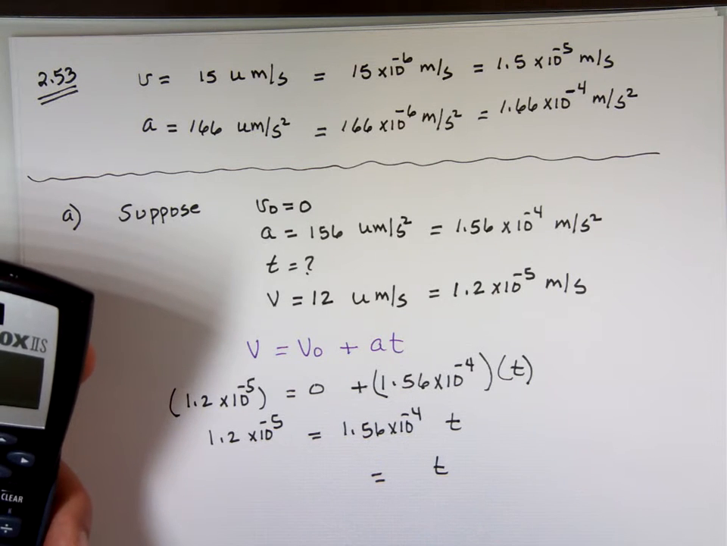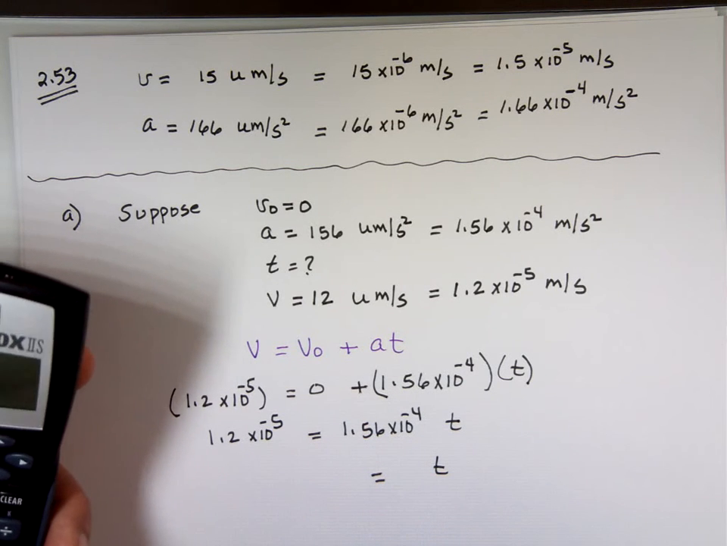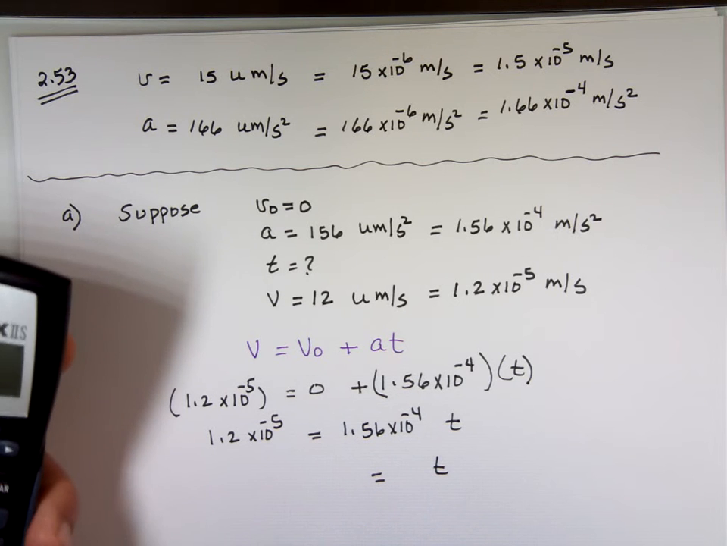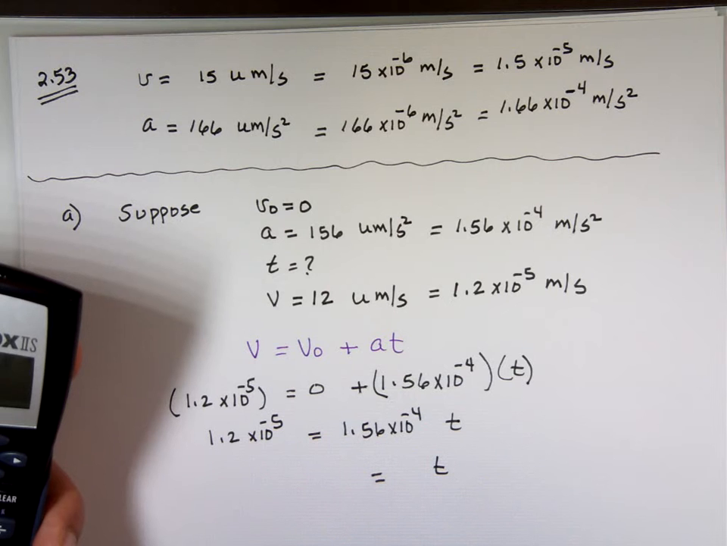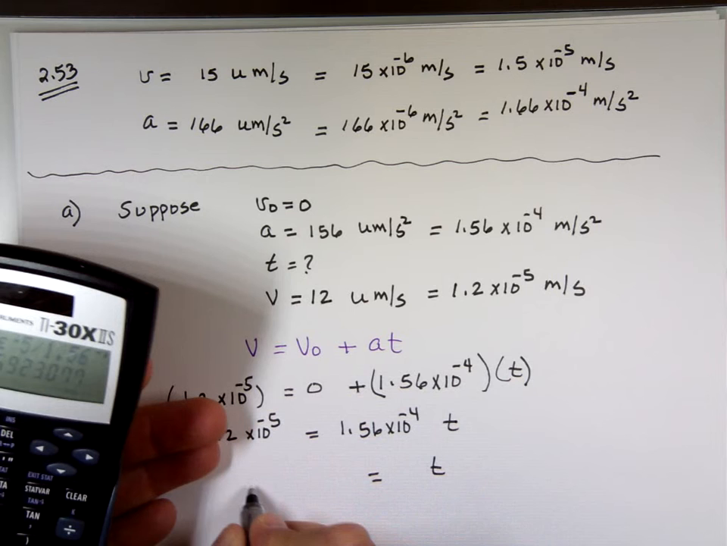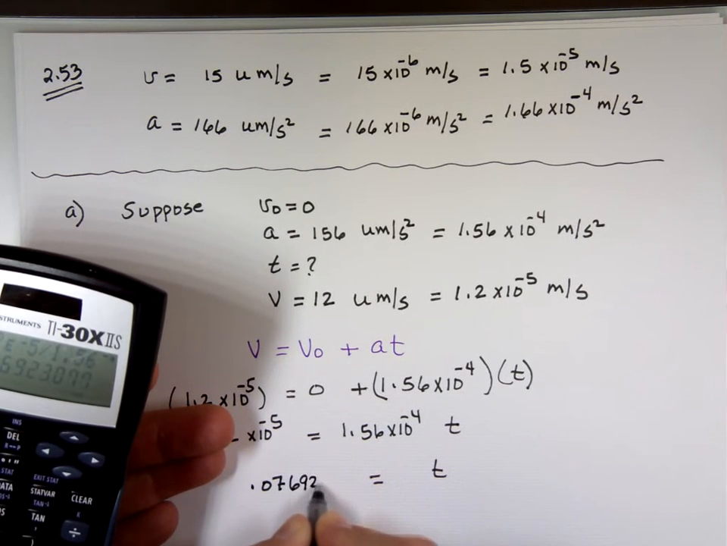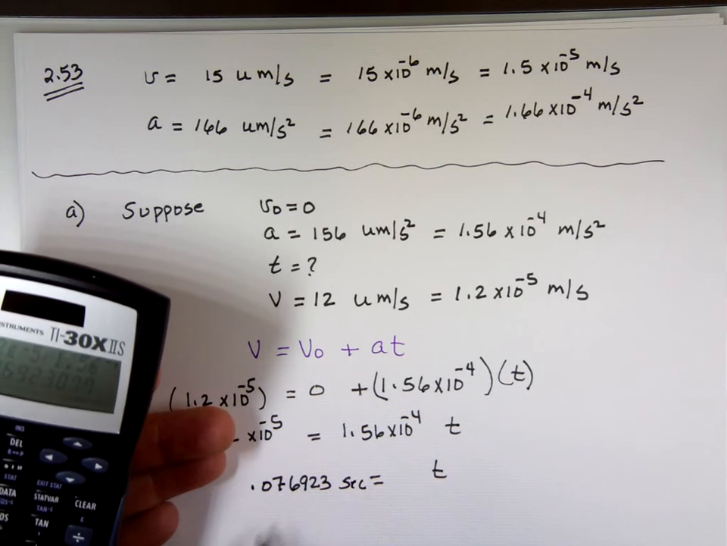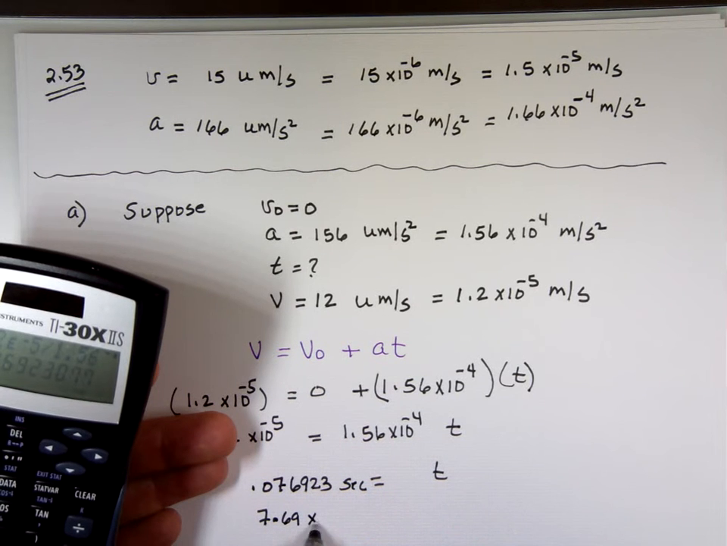I gotta find where the EXP or EE is on this calculator. Oh, I see it. It will help if I turn the calculator on first. Negative 5 divided by 1.56, power of negative 4. 0.076923 seconds, or 7.69 times 10 to the negative 2 seconds.